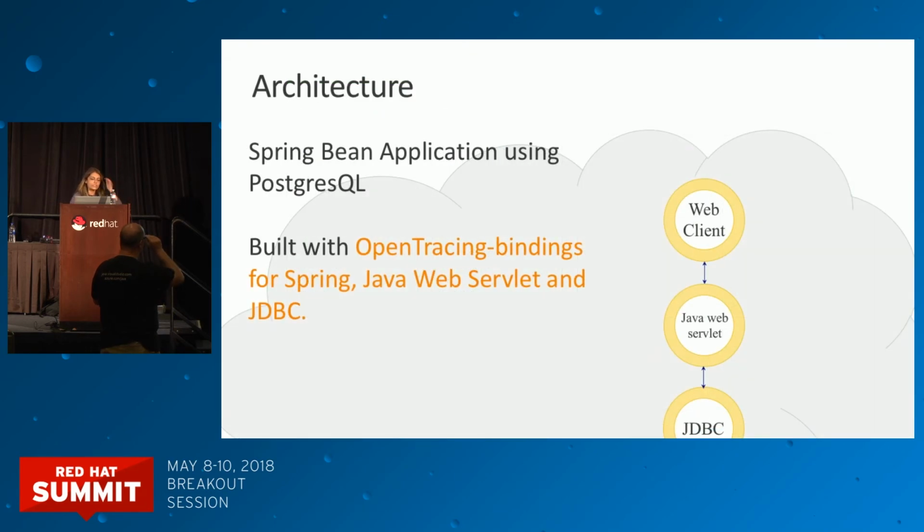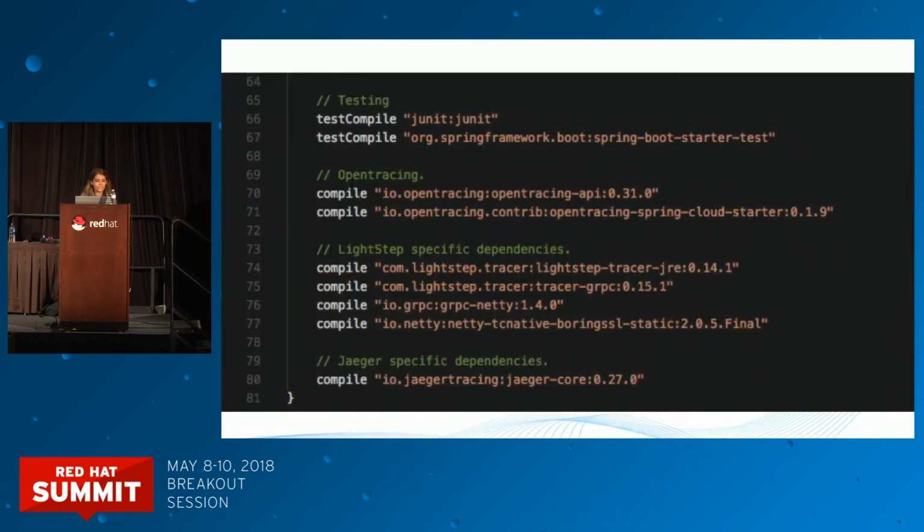Before we see traces, let me quickly talk through the architecture of this very complex application. It's a Spring Boot app which has Postgres, and it's built with OpenTracing bindings for Spring and Java Web Servlet JDBC. I did not do anything to get them to be OpenTracing compliant. They were already there for me, just to use as I needed. And this is kind of what the flow looks like.